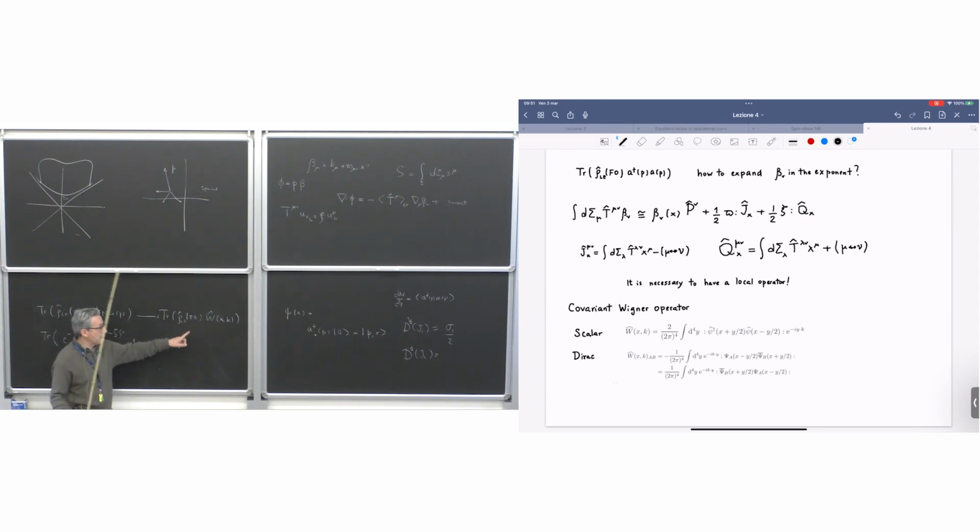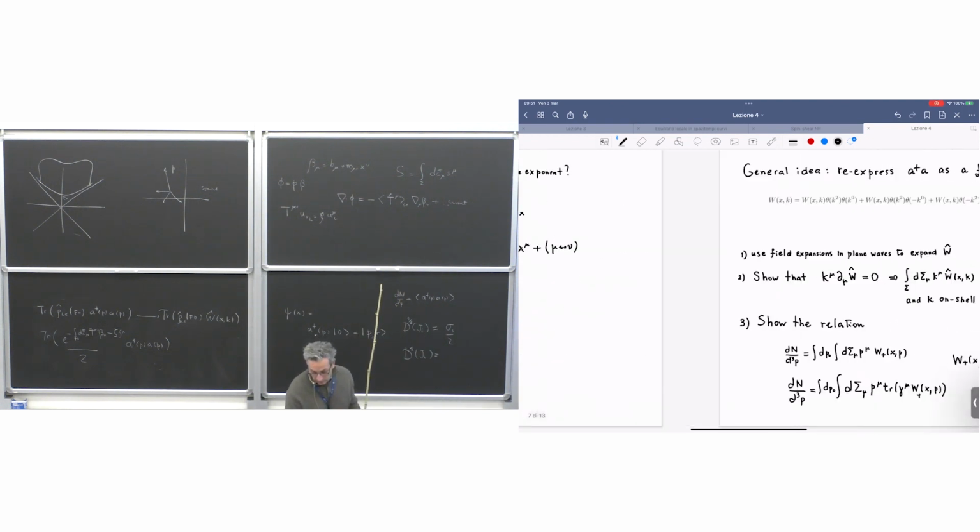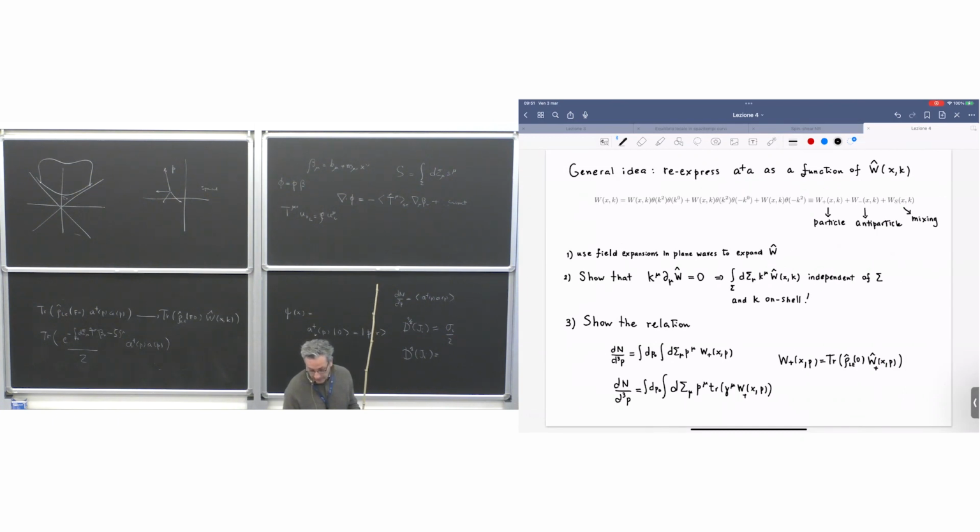And eventually obtain a mean value of the Wigner function, which will then in turn provide the mean value of the spectra, for instance. So that is the way we want to do it, and so the general idea is to re-express A dagger A as a function of this operator, okay? And so that is the goal.